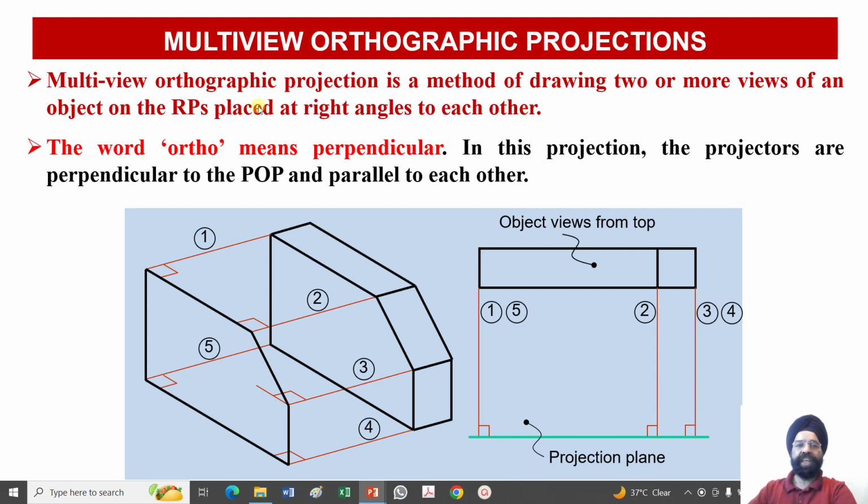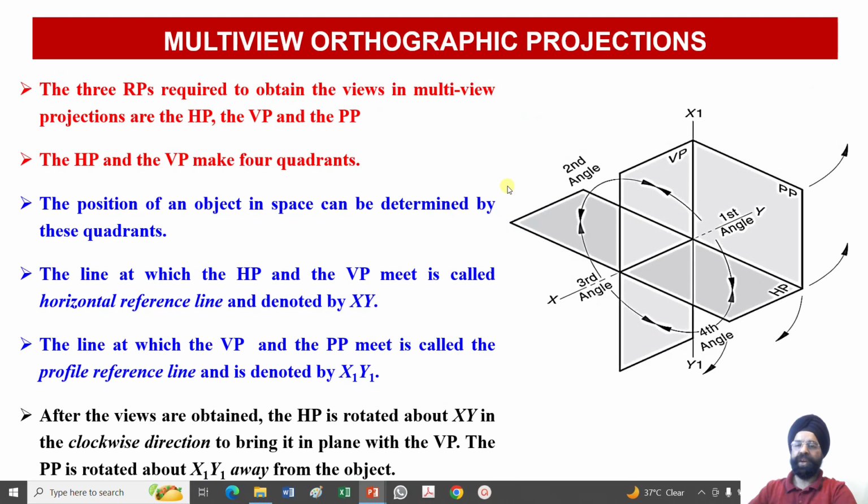We call these projections orthographic because ortho stands for perpendicular, and in this projection all the projectors are perpendicular to the plane of projection and they are parallel to each other. So this is the main requirement of the orthographic projections.